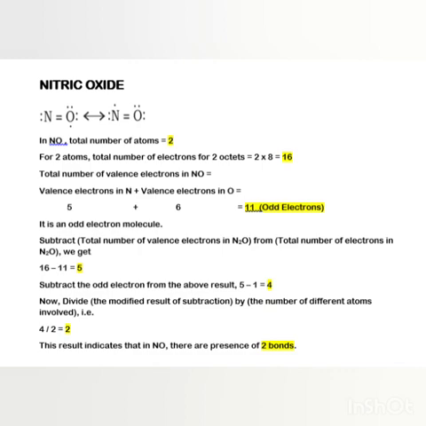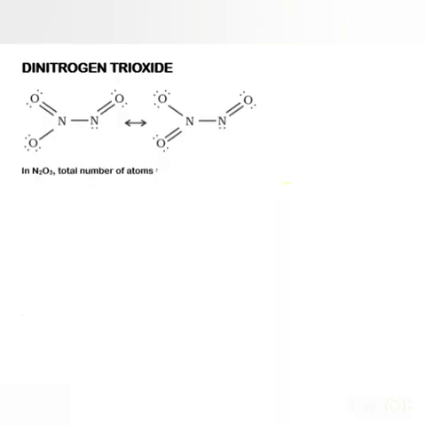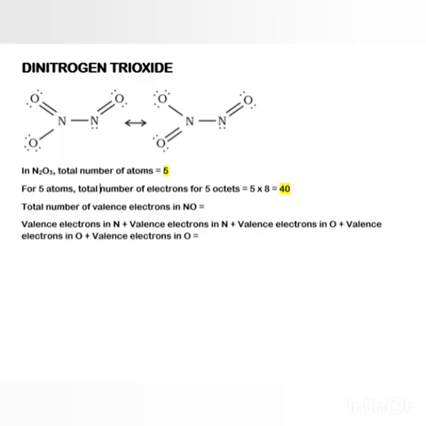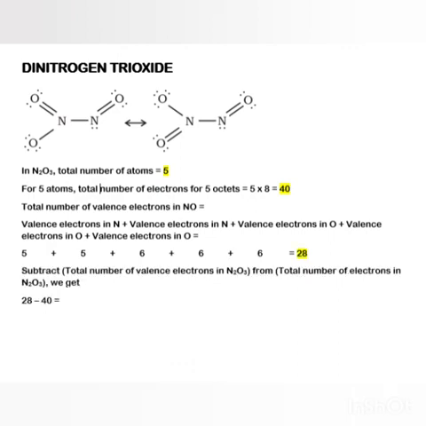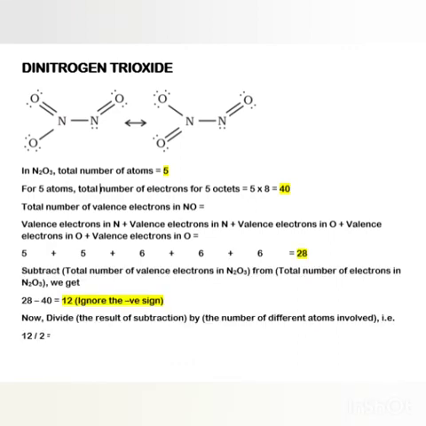For instance, if we come to the next structure, N2O3. Now, how many atoms in total? 5. That means total number of octets, 5 8s are 40. Now, total number of valence electrons, 2 nitrogen atoms, 3 oxygen atoms. So, that makes total number of valence electrons 28. 40 minus 28 is 12. So, total number of bonds is 6. That you can see in the structure.